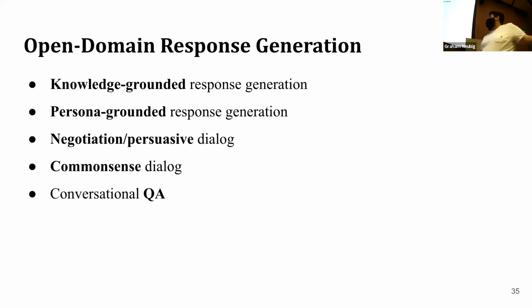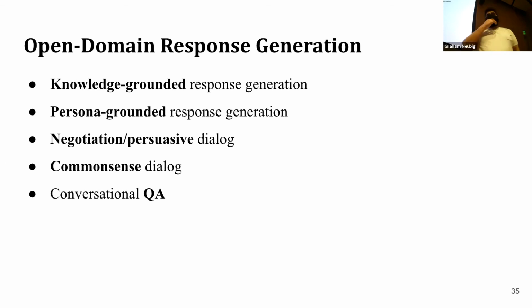I talked a bit about open domain dialogue, but there's a lot of things that I haven't really talked about, like knowledge grounded response generation, persona grounded response generation, negotiation or persuasive dialogue, common sense dialogue, and conversational QA. These are all things that you might potentially want to work on. For knowledge grounded response generation, the Topical Chat data set, as well as Wizards of Wikipedia, are both really good data sets for this task. So before I move on to NLU, are there any questions about open domain dialogue?